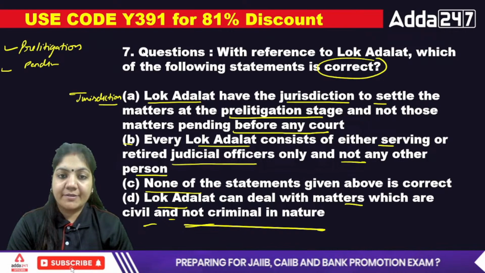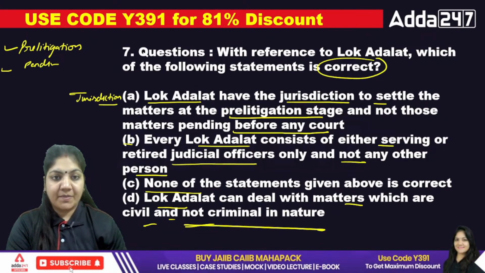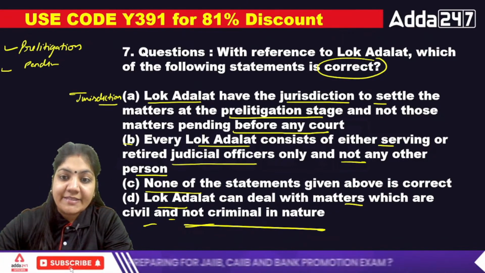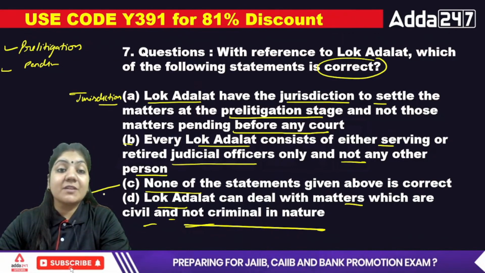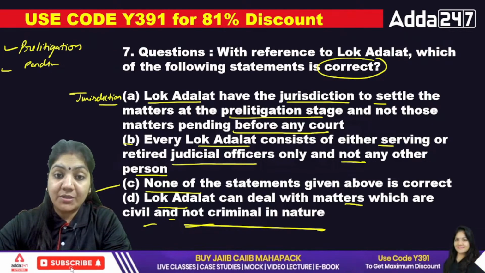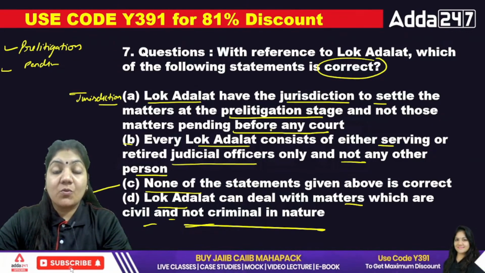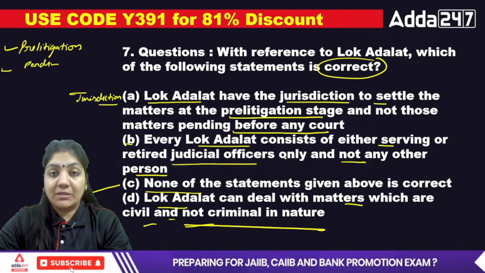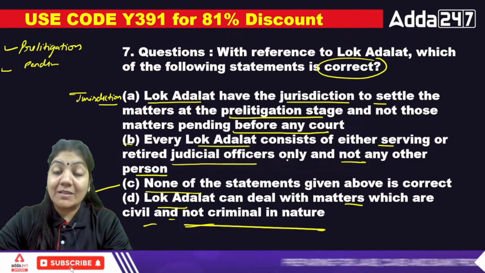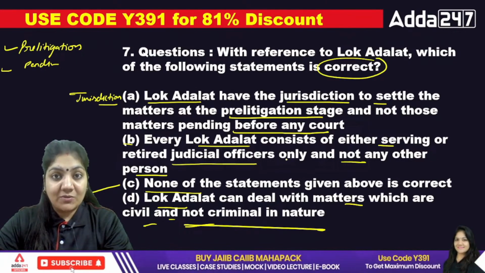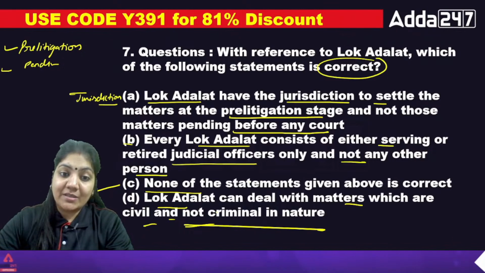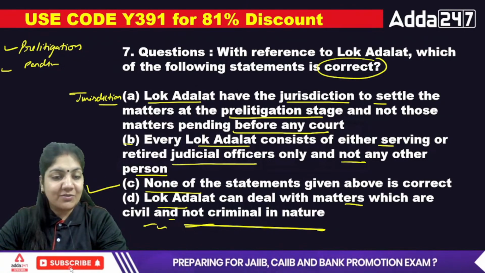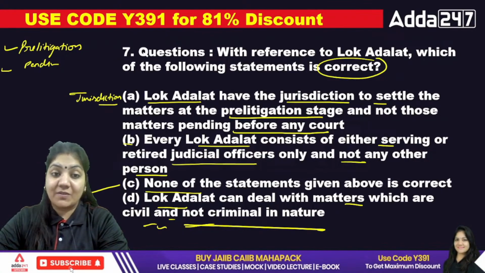Which of the following statements is correct? So here I think C is the right answer, because none of the statements is correct. In option A, the matter which is pending before court can be solved by Lok Adalat. In this one, the judicial officer is the authority who will solve the dispute, plus an expert person can also come into the picture. And the last one, it has to deal with civil as well as criminal matters which are not so heinous. So that's why C is the right answer, because none of the statements is correct.